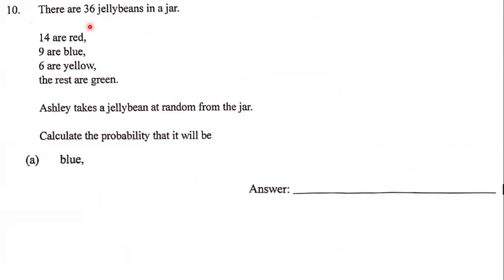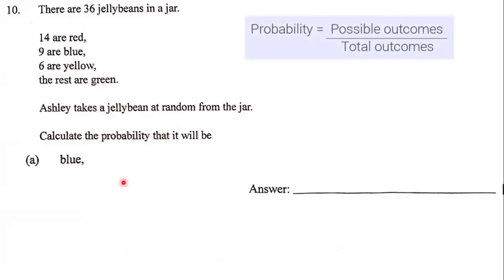Next, it says there are 36 jelly beans in a jar. 14 are red, 9 are blue, 6 are yellow, the rest are green. Ashley takes a jelly bean at random from the jar. Calculate the probability that it will be blue. The general formula for probability is possible outcomes divided by total outcomes. So what's the total outcomes? The total outcomes is definitely 36, because if you add 14 plus 9 plus 6, you get 36, all right?